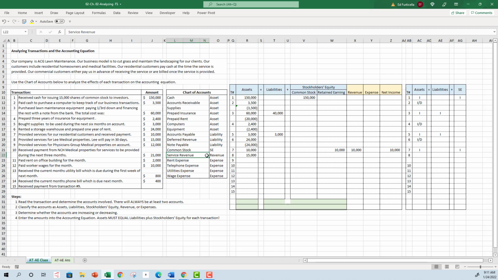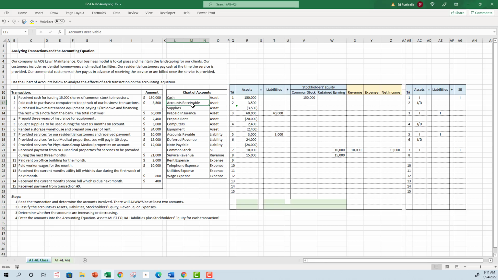Now, when businesses deal with other businesses, they rarely collect cash. Most of the time, payment will come within 30 days or a short period of time. The business providing the service, or in our case, ACG Lawn Maintenance, treats the fact that money is owed to it as an accounts receivable.